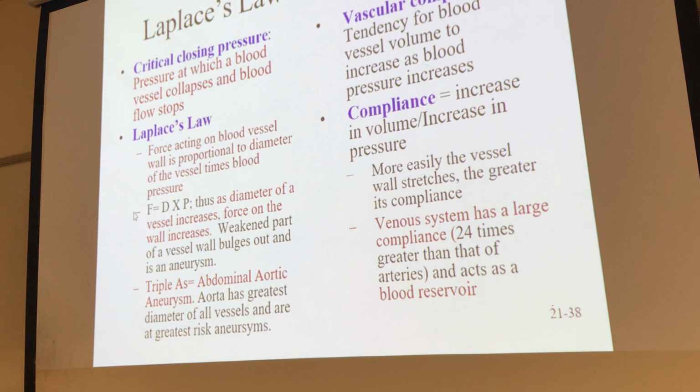And because of that, and I say abdominal aorta, but any part of the aorta will feel a huge amount of force because of both of these conditions: high diameter, high blood pressure. This is also the reason why people are prone to what we call triple A's. Triple A's are called the abdominal aortic aneurysm, right?